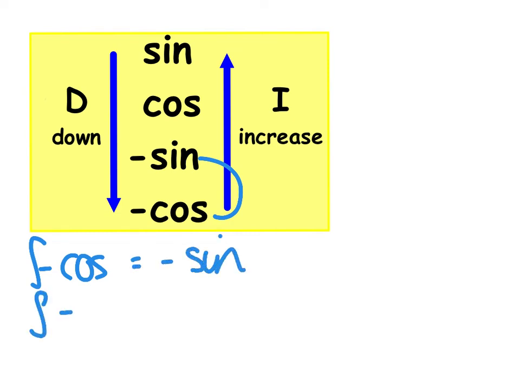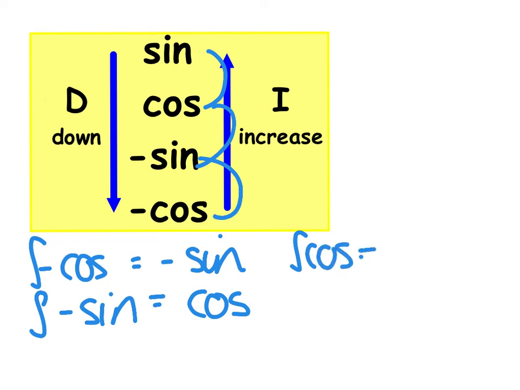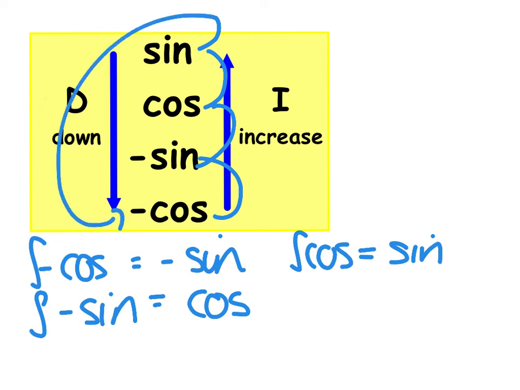If you integrate minus sine, it goes up to positive cos. If you integrate positive cos, it goes to positive sine. And then if you integrate positive sine, there's nowhere to go up, so you come back to the bottom again of the list. So the integral of sine goes to minus cos.